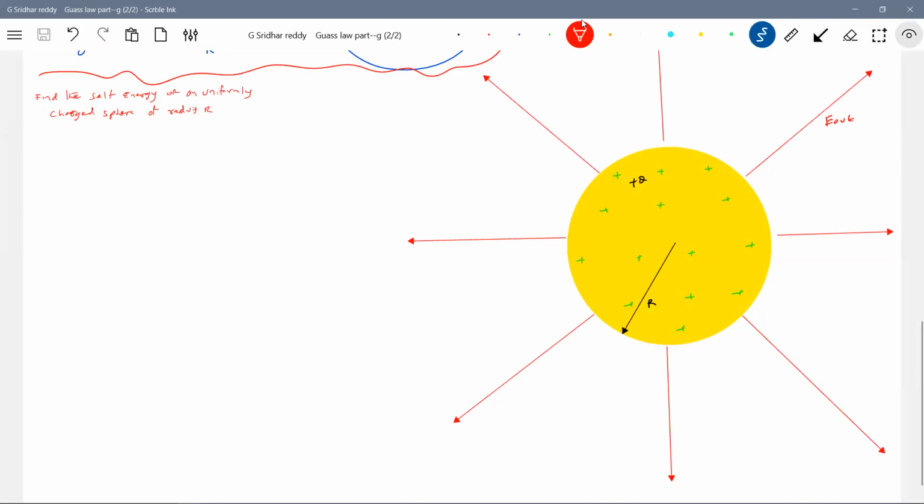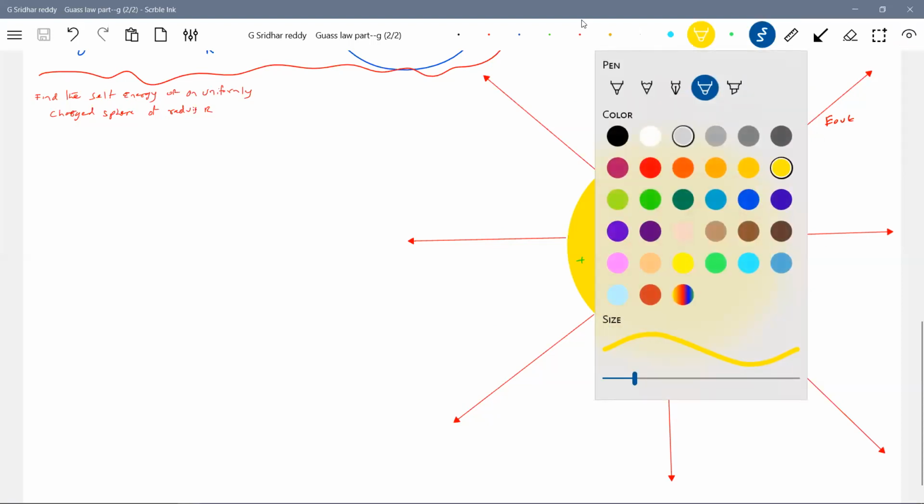So what we have to do? I'll assume an elemental thin shell outside. Then I'll integrate from capital R to infinity. I'll get the energy present outside. It is similar to a conducting shell. Am I right? For your convenience, I'll show both the things so that it will be easy for you.